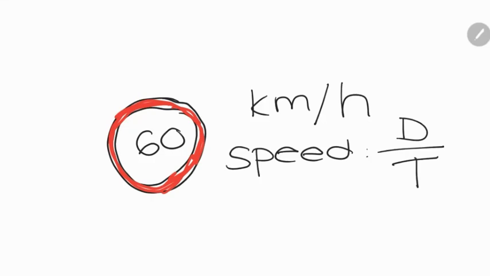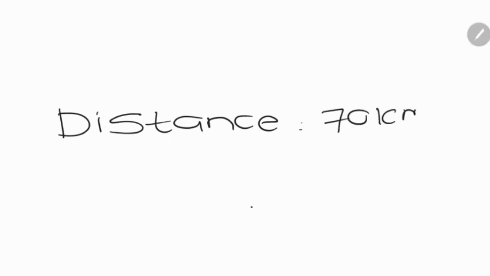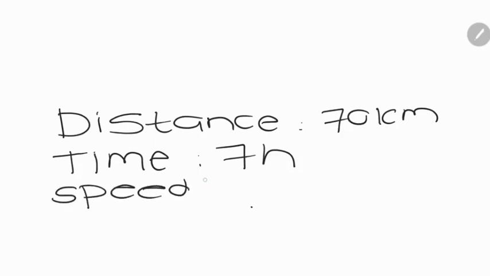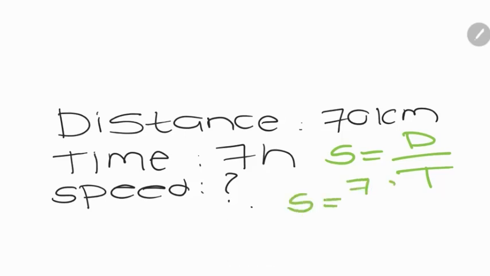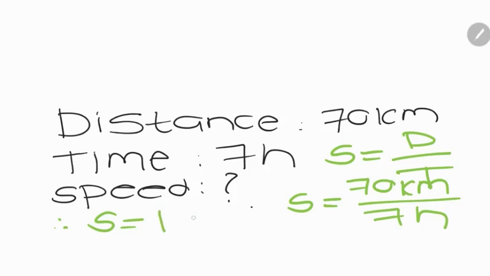Now let's do an example of speed. If the distance traveled is 70 kilometers and it takes 7 hours, what will the speed be? We know that speed is equal to distance divided by time. S is equal to D, which is 70 kilometers, divided by 7 hours. Now we can say that the speed is equal to 10 kilometers per hour.